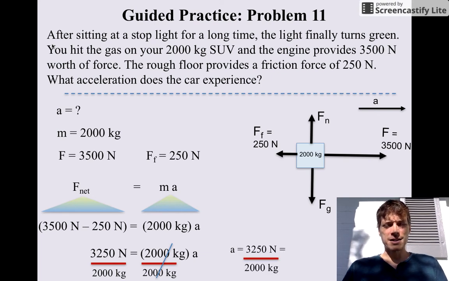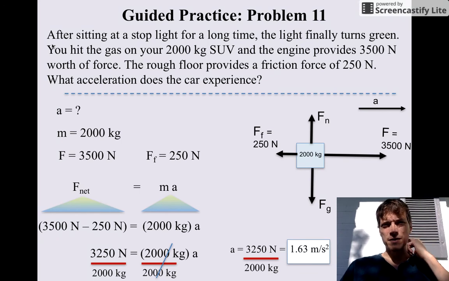So if we rewrite this, I say acceleration is 3,250 newtons divided by 2,000 kilograms. And that will give me my answer of 1.63 meters per second squared. And I have an answer for acceleration. I look back at the beginning and I was solving for acceleration. So I'm done. I found the solution that this SUV, 2,000 kilogram SUV, given these different forces acting on it, was able to accelerate at a rate of 1.63 meters per second squared.